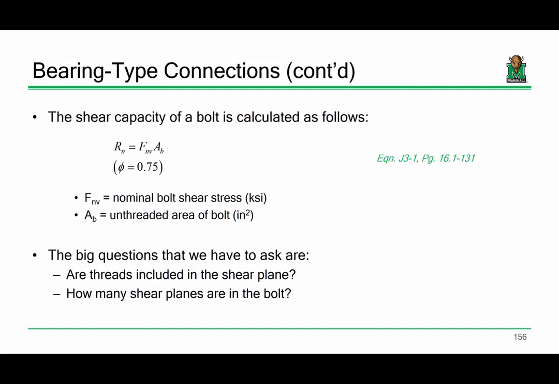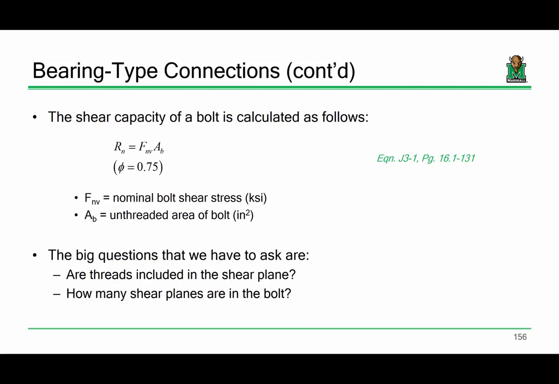So let's talk first about bolt shear capacity. Now before you start writing down a whole bunch of equations and expressions and whatnot, I'm going to show you a design aid that's going to make your life a lot easier later. So first off, the design capacity of a bolt is basically some nominal shear stress multiplied by the area, and then your phi value is 0.75.